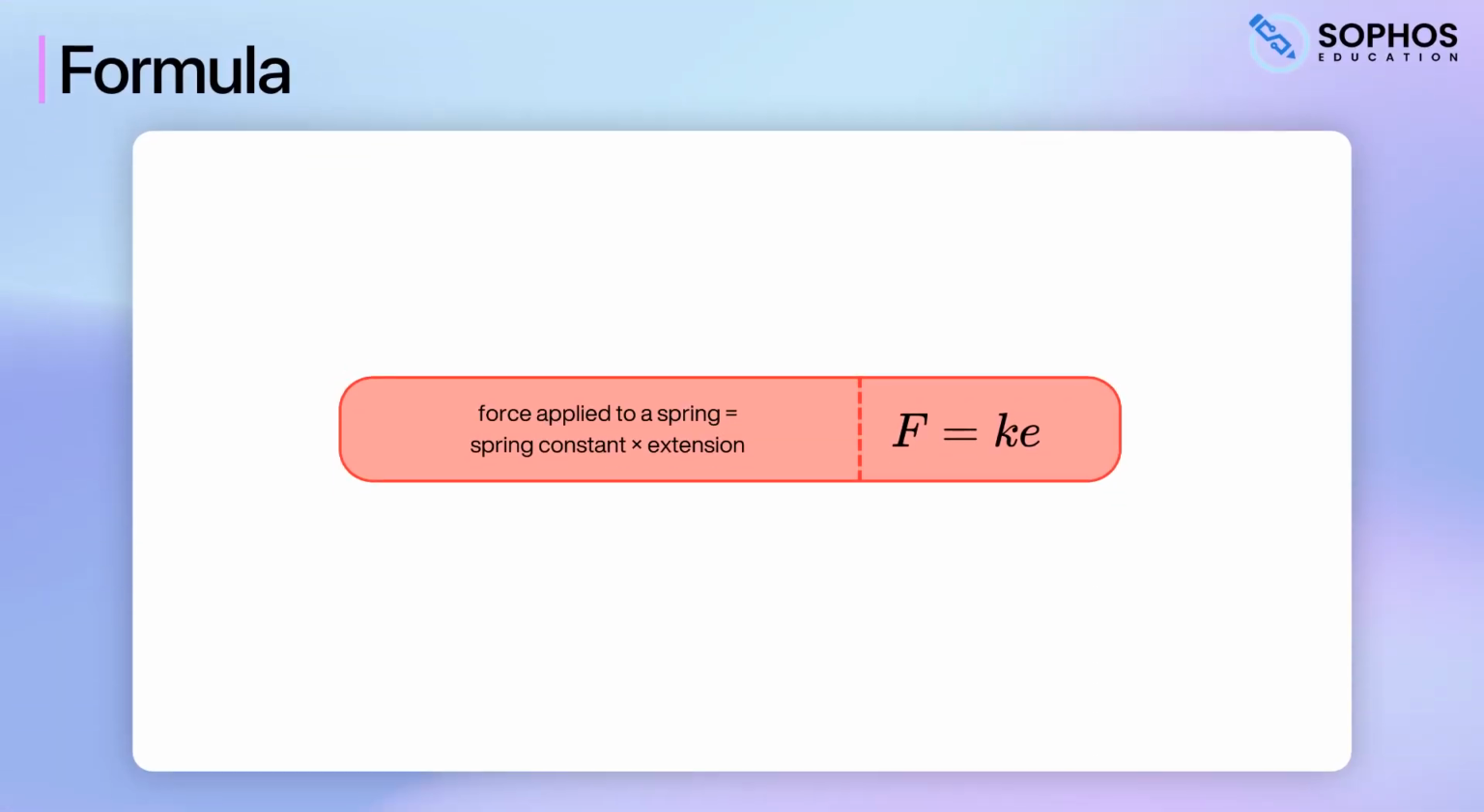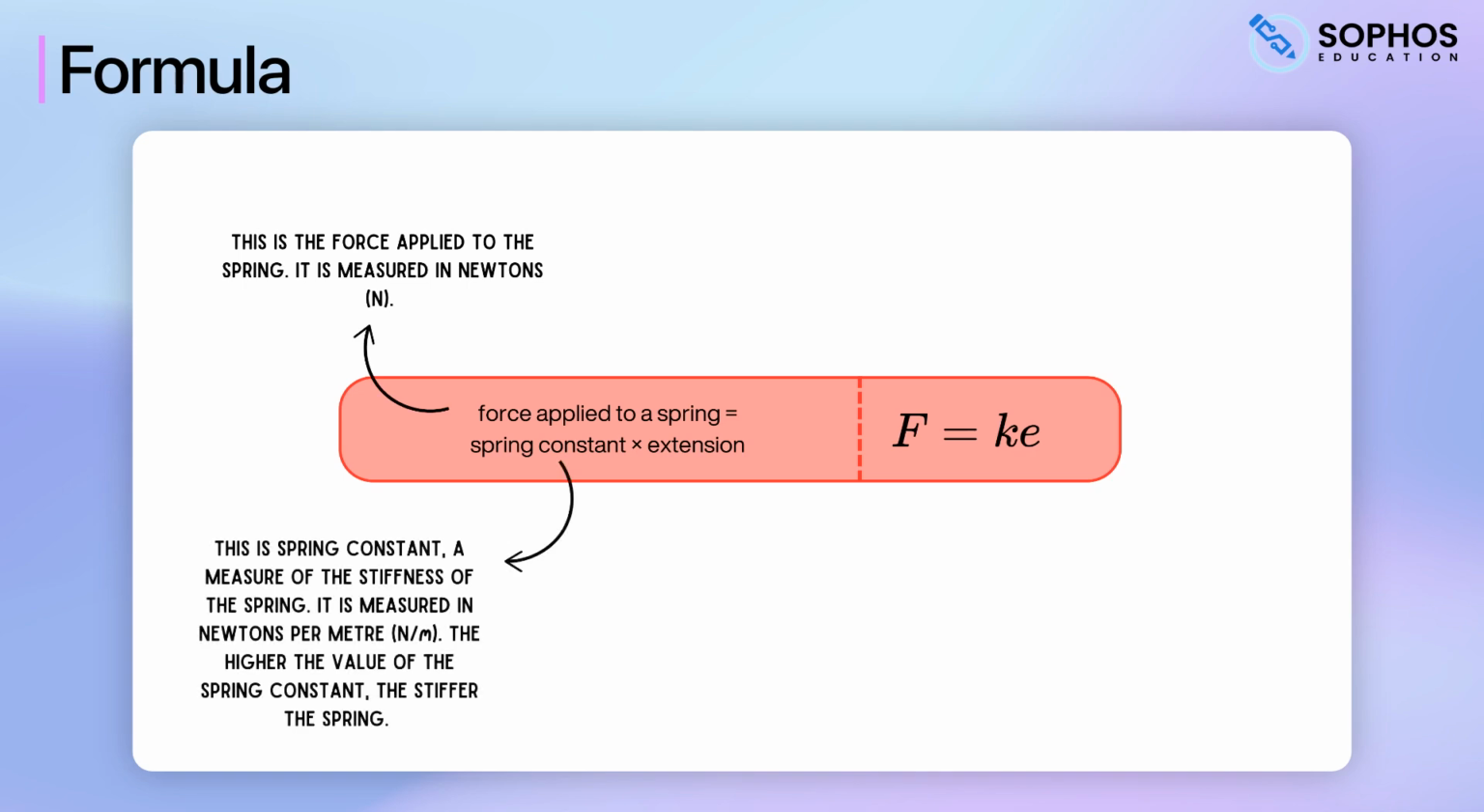The mathematical representation of Hooke's law is force F equals spring constant k times extension or compression e. F is the force applied to the spring. It is measured in newtons, N. k is the spring constant, a measure of the stiffness of the spring. It is measured in newtons per meter. The higher the value of k, the stiffer the spring. e is the extension or compression of the spring from its original length, measured in meters, m.